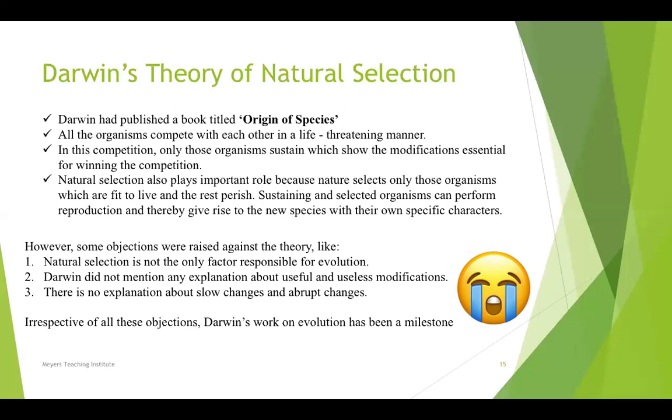Darwin did not mention any explanation about the usefulness or the uselessness of modifications. Obviously, his concept spoke about how we developed, not about what happened to our vestigial organs. There is no explanation about slow changes and abrupt changes. Sometimes there were certain changes that had to happen very fast, some which had to happen over a very long period of time. He could not explain that.